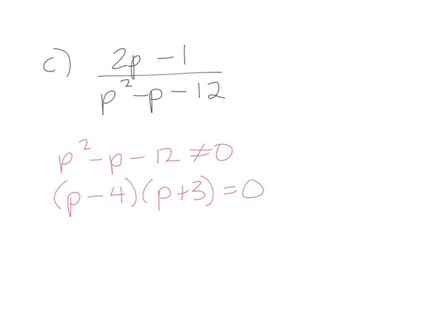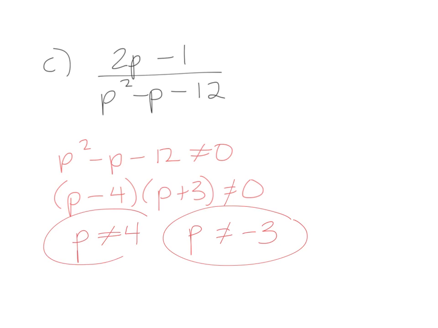I think this one's easy to factor. If I factor it, then I can come up with those, oops, I said equals 0. I should say does not equal 0. P minus 4 times P plus 3 does not equal 0, because that's just the denominator. So then what can P not equal? 4. Yes. And P cannot equal -3. Those are the non-permissible values for this one.